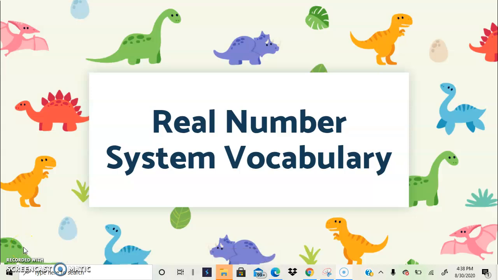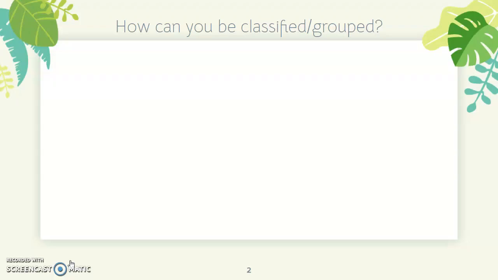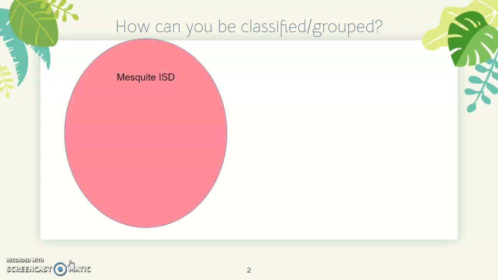Real number system vocabulary. How can you be classified or grouped? Well, first, you're a Mesquite ISD student. We have about 40,000 students in Mesquite ISD. So let's go a little bit deeper.